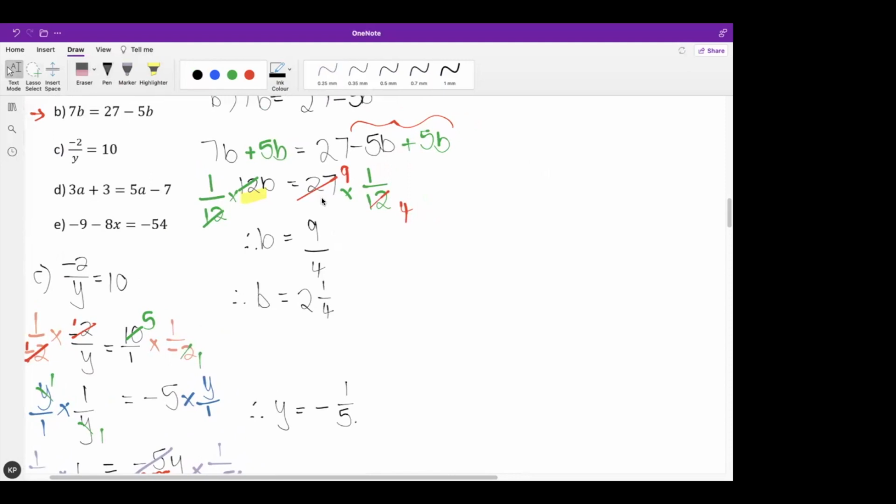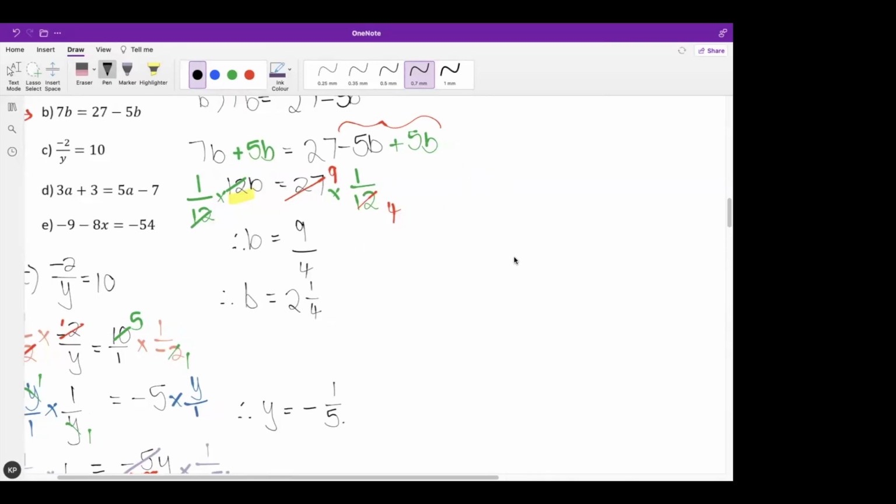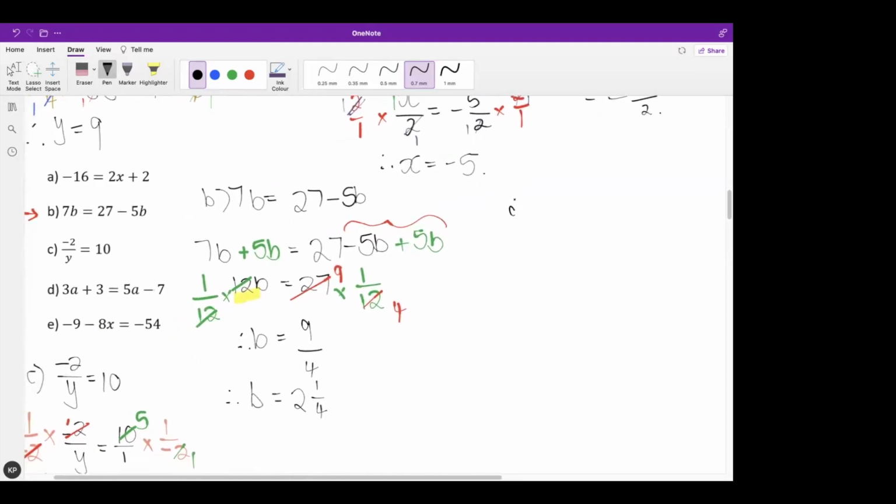Now, I'm not going to write these on both sides like I have been, okay? Now we're just going to do what we've been used to doing. What I mean is, let's look at D. D says 3a plus 3 equals 5a minus 7. All right?